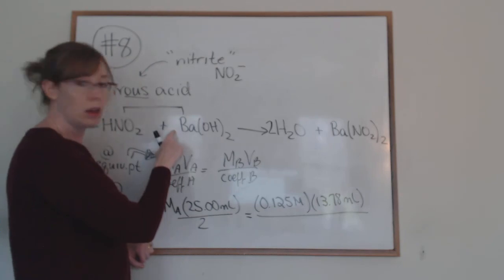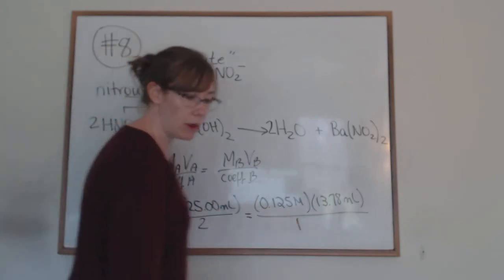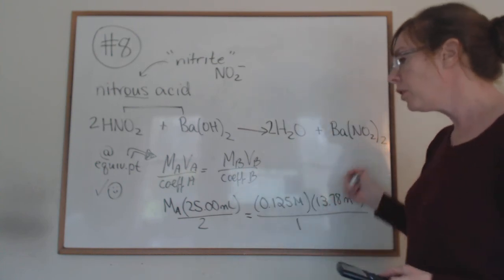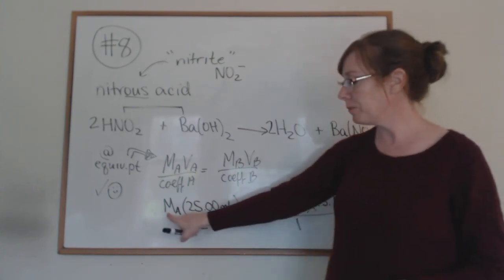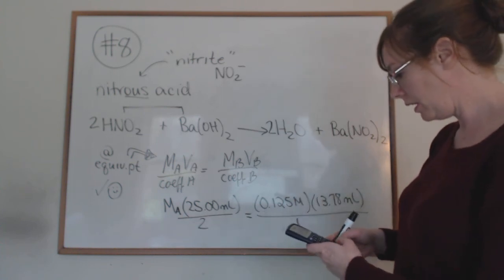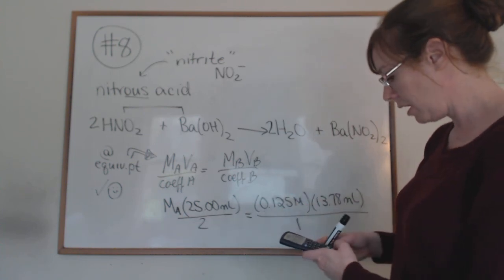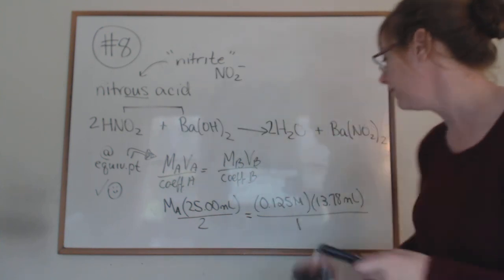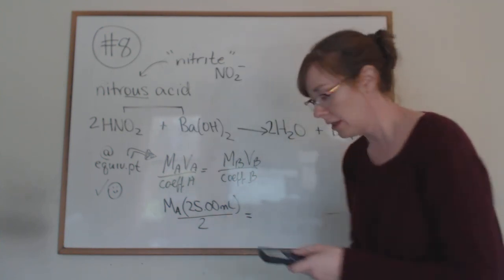Coefficient of the base, 1. And so how I would do this is, on the side that only has numbers, I would almost drop my units. You can tell that the molarity unit is going to be molar. So let me just deal with the numbers, 0.125 times 13.78. I usually resolve this whole side of the equation first, and divided by 1, obviously the number doesn't change.